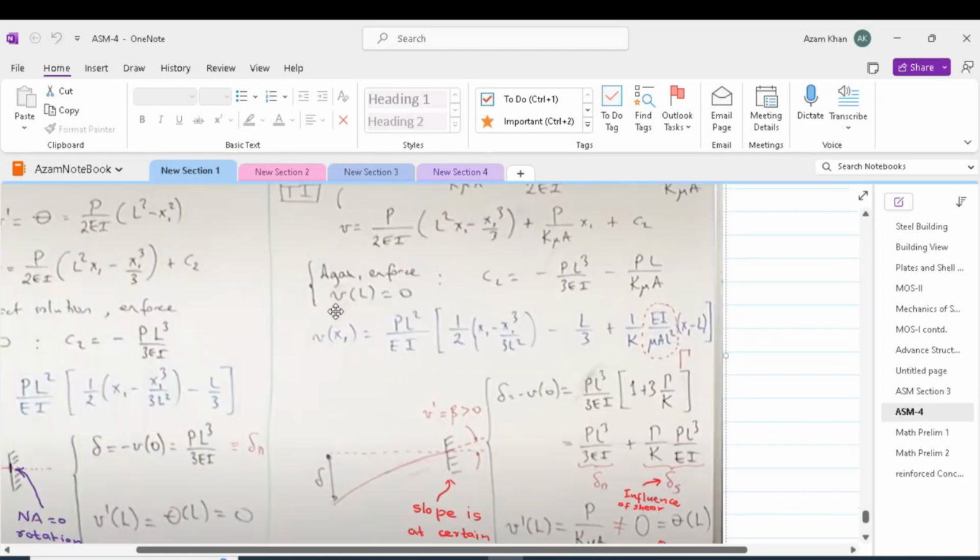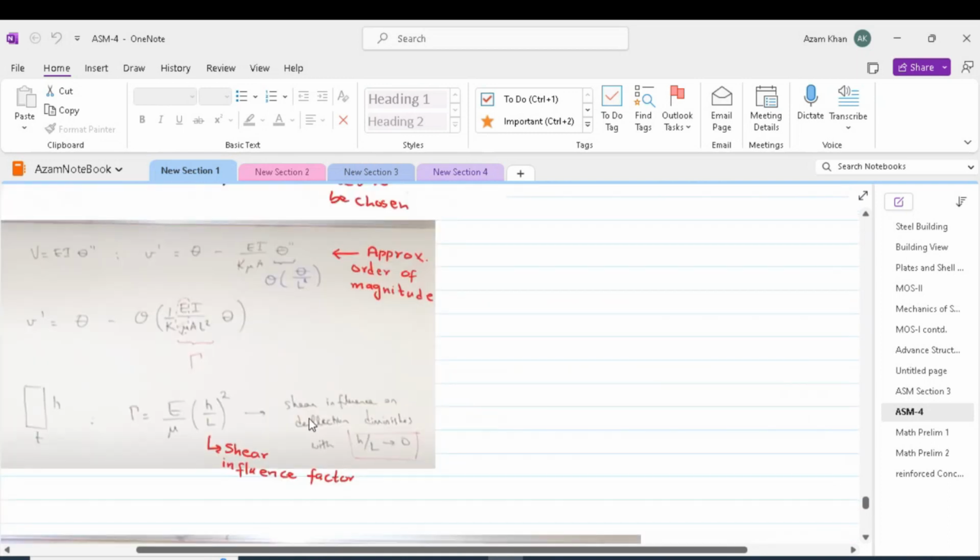So again, imposing the condition that displacement at L is equal to 0, that will give us C2 equal to minus PL cube over 3EI minus PL over K mu A, where A is the area of cross section of the beam. So essentially, we will get our equation of the elastic curve equal to PL square over EI, big bracket, half, small bracket, x1 minus x1 cube over 3L square, minus L by 3 plus 1 by K EI mu A L square into small bracket, x1 minus L, and big bracket close.